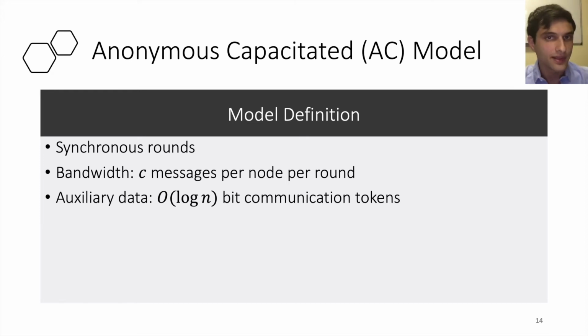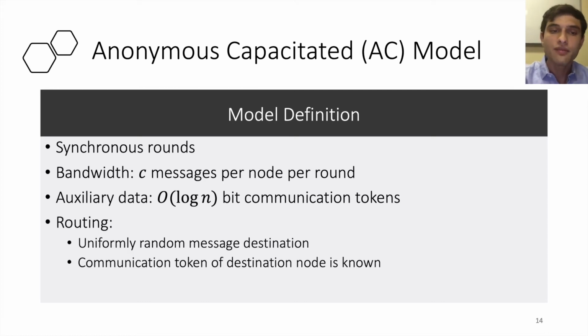Now, how do we send these messages? Every node has an O(log n)-bit communication token, and every node can send its messages in one of 2 ways. Either it sends a message to some node chosen uniformly at random from the graph, or it sends a message to some node whose communication token it knows.